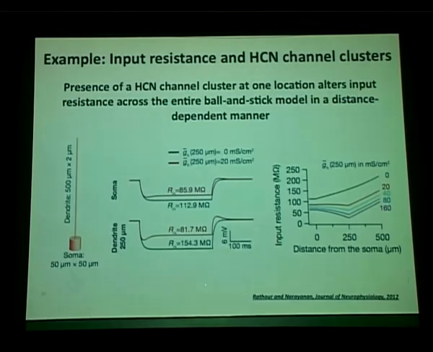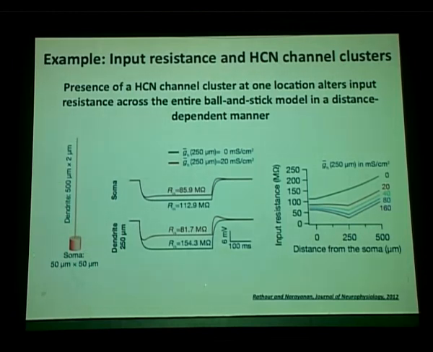So we came up with a simple process where we wanted to ask what happens if there is a single cluster of ion channels present in this structure, which is a simple ball and stick Rall model. You place a single cluster of voltage gated ion channels over here, and you want to understand this, with the rest of the entire structure being passive.